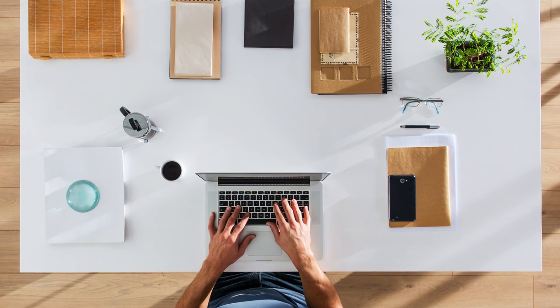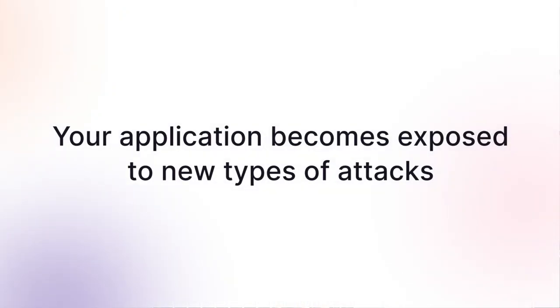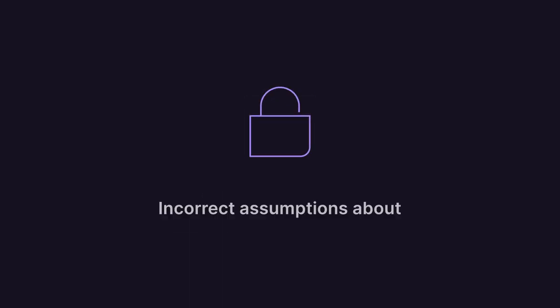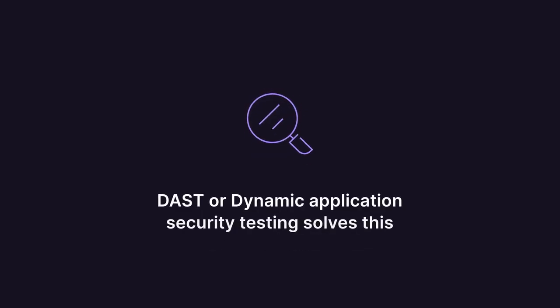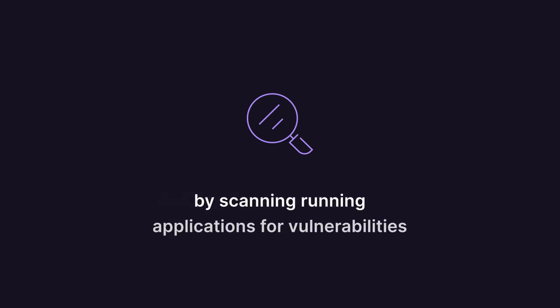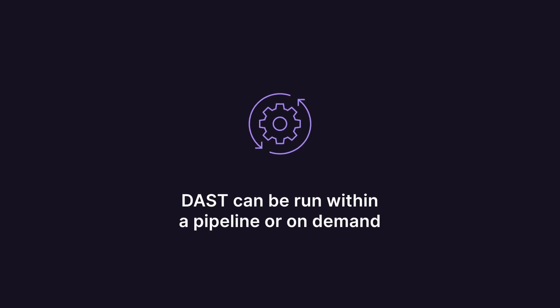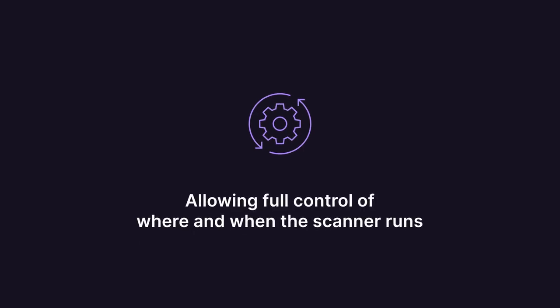Once you deploy your web application into a new environment, your application becomes exposed to new types of attacks. For example, misconfigurations of your application server or incorrect assumptions about your security controls. DAST, or Dynamic Application Security Testing, solves this problem by scanning running applications for vulnerabilities. DAST can be run within a pipeline or on demand, allowing full control of where and when the scanner runs.